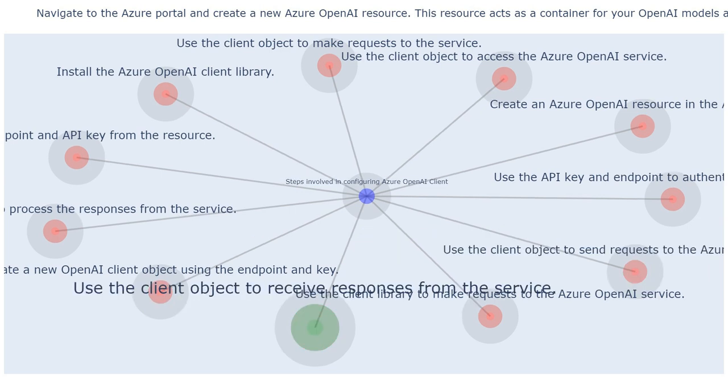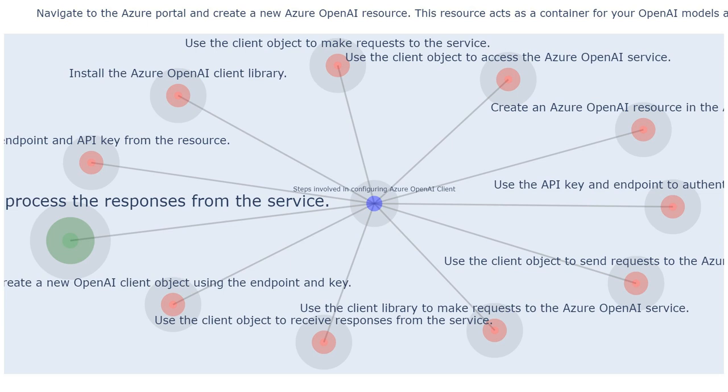Use the client object to receive responses from the service. The service will process your request and send back a response containing the requested information or results. Use the client object to process the responses from the service. This involves extracting the relevant information from the response and using it within your application. For example, you might use the generated text for displaying in your user interface. Use the translated text for multilingual support, or use the summarized content for knowledge extraction.